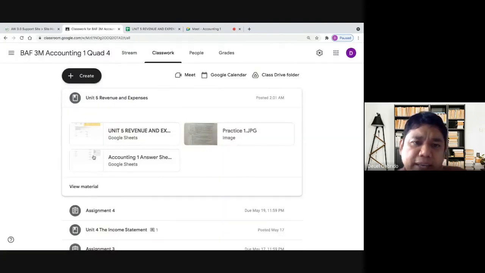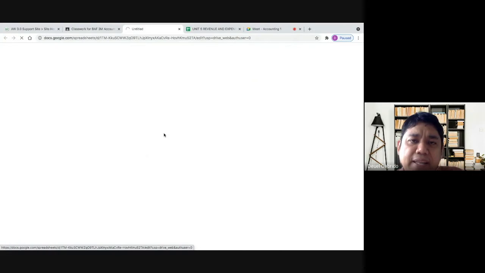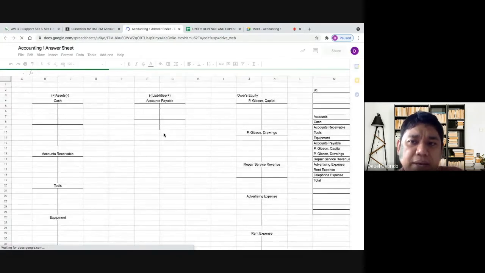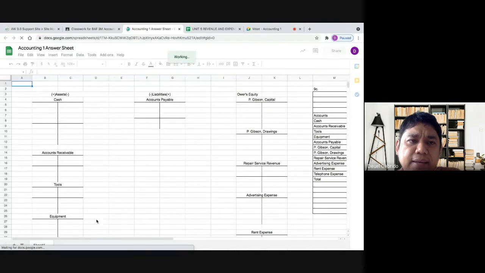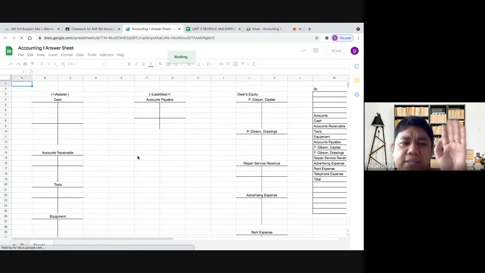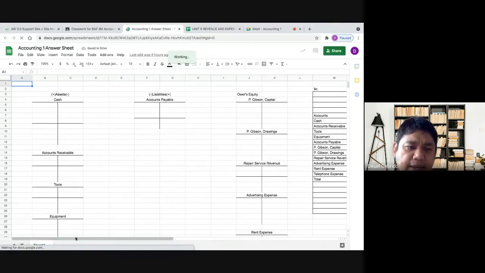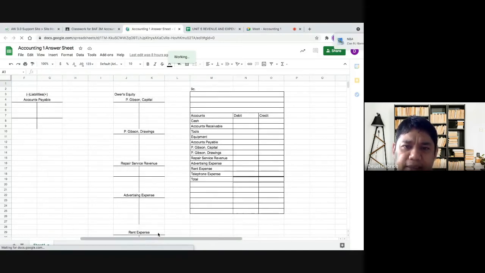Everybody, open the Accounting 1 answer sheet. I want you to make a copy so that you can touch it. I think I put the blank trial balance here. Look at this one, guys. There is a scroll left and right at the bottom, because somebody asked me last time, sir, I cannot see the right side. Click, hold, and move it to the right, and you will see the trial balance given there.